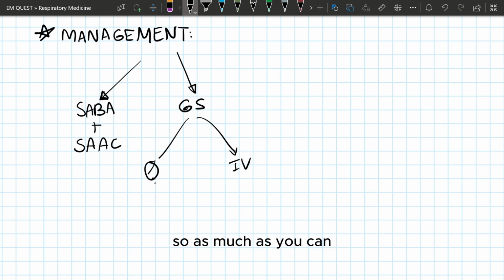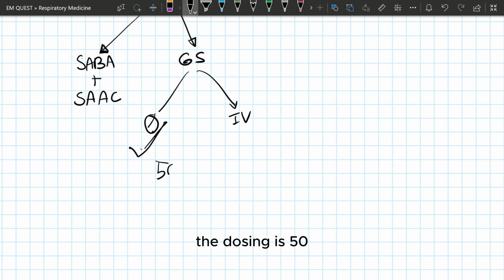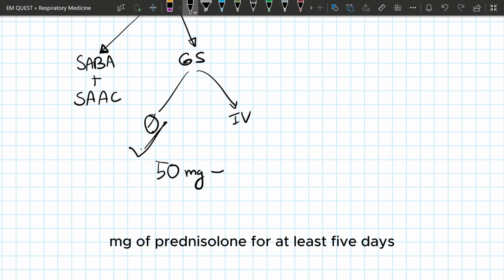So, as much as you can, if the patient can accept oral medications, he or she may be given oral steroids. So, what is the dosing that is recommended? The dosing is 50 milligrams of prednisolone for at least 5 days.